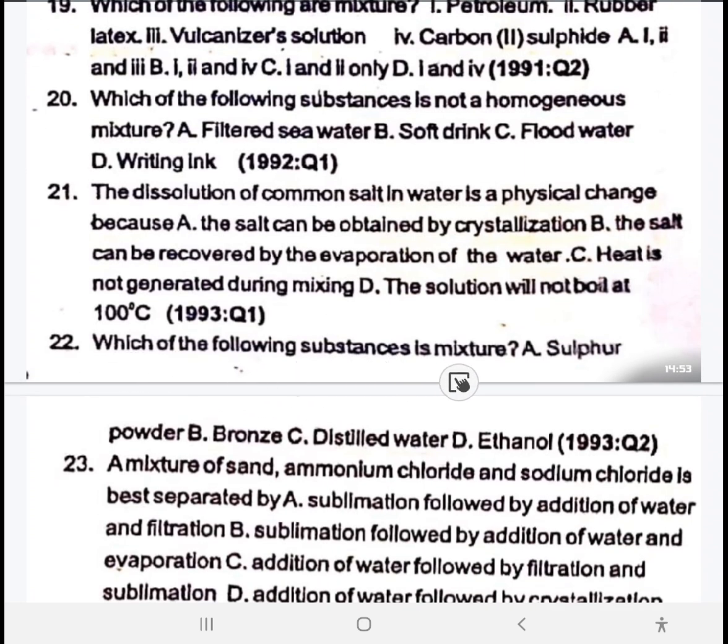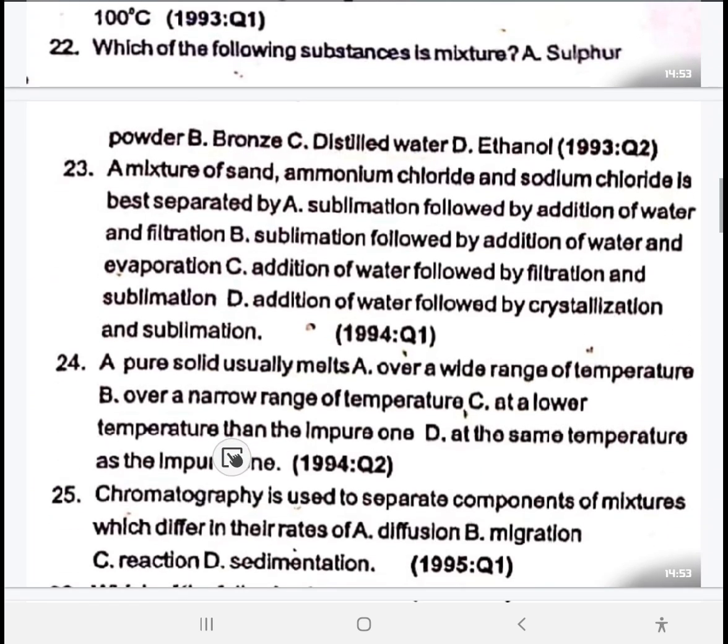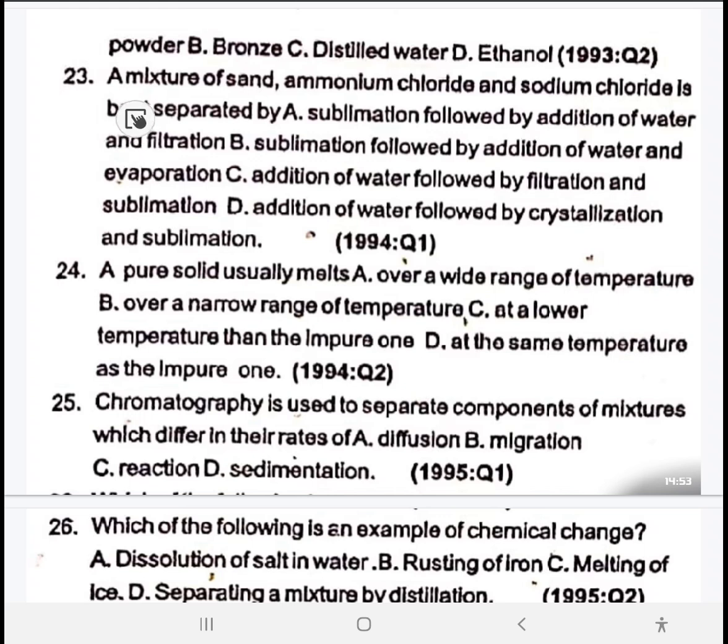Which of the following substances is a mixture? Bronze is a mixture. Option B. 23. A mixture of sand, ammonium chloride, and sodium chloride is best separated.